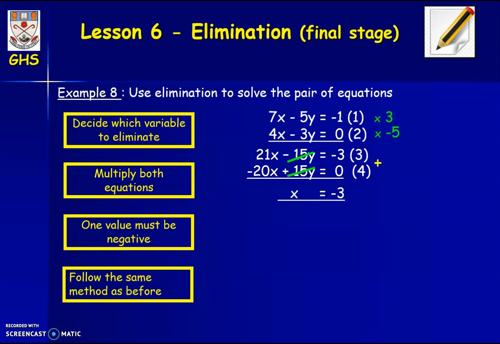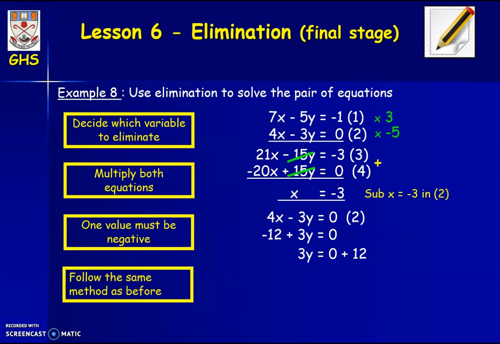Now we need to find the y value. So substituting x equals negative 3 into one of the original equations, I've chosen equation 2. So it becomes minus 12, add 3y equals 0. Take the minus 12 over, and 3y becomes 12. Divide to get the y term, so y therefore equals 4, and our solution will be minus 3, 4.